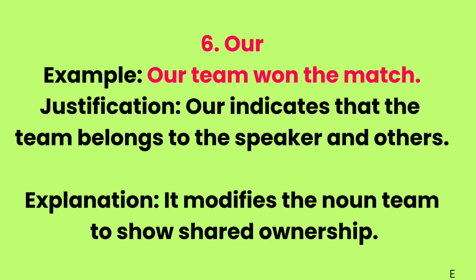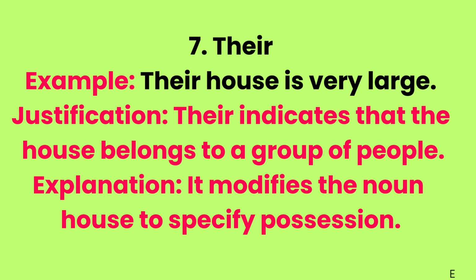6. Our. Example: our team won the match. Justification: our indicates that the team belongs to the speaker and others. Explanation: it modifies the noun team to show shared ownership. 7. Their. Example: their house is very large. Justification: their indicates that the house belongs to a group of people. Explanation: it modifies the noun house to specify possession.